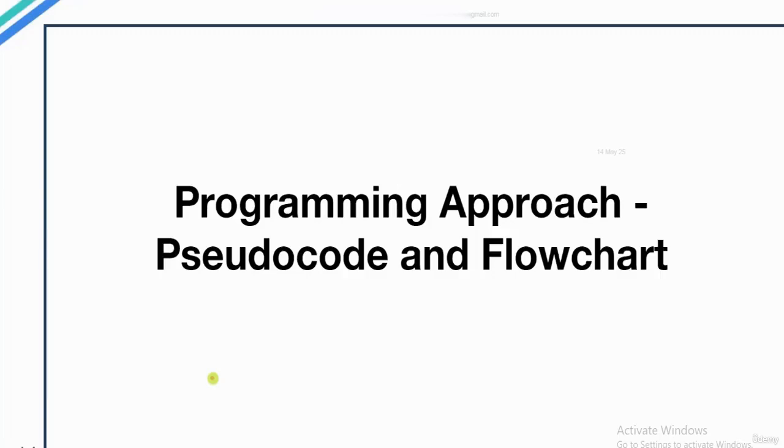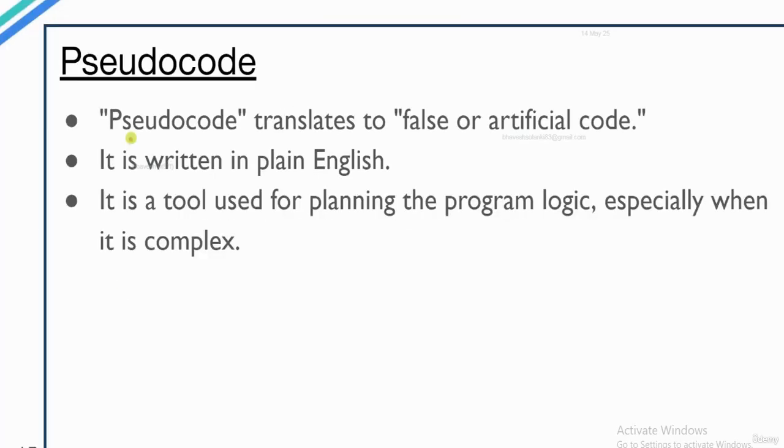Now let us move to the next topic of discussion, which is what one's programming approach should be. We'll discuss pseudocodes, flowcharts, and why one should use them to become a better programmer, especially if they're a beginner. A pseudocode is basically an artificial code. It does not follow the syntax of any programming language.